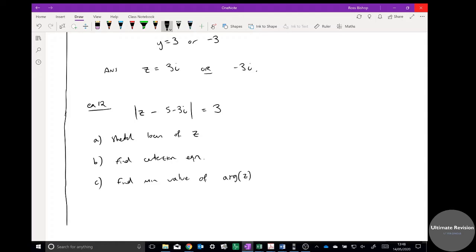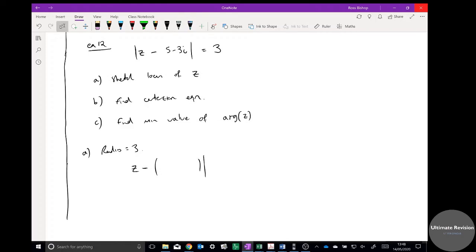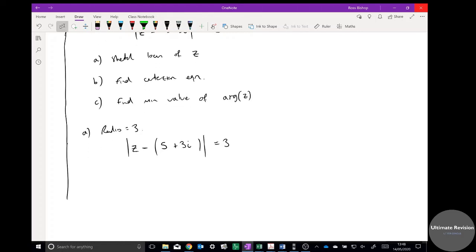Right, sketch the locus. Now I know, let's start with A. I know the radius is 3. Okay, that's going to be helpful straight away. And I've just got to be a little bit careful. It's not in exactly the form I want it in. I want it z minus something equals 3. Okay. Now, if I do z minus something, just be really careful. That's got to be a 5, but then this is going to switch to a plus 3i. Okay, so be really careful that you get it in that form. So I now know the center is going to be 5 plus 3i.